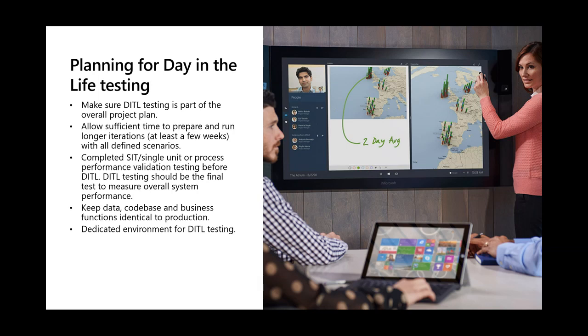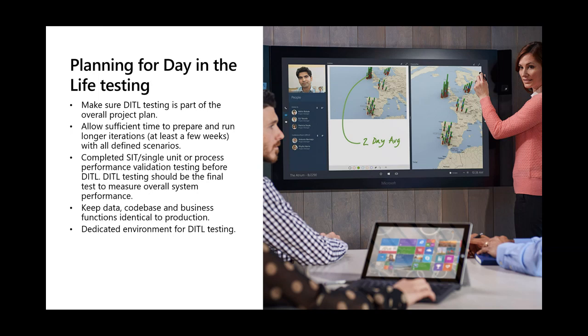Day in the life testing should be the last one of the overall testing. But be careful when you put all the untested scenarios into the day in the life testing. It's really hard to find the related problem if there is no baseline from the performance validation. So we are trying to minimize potential issues when running the day in the life testing.